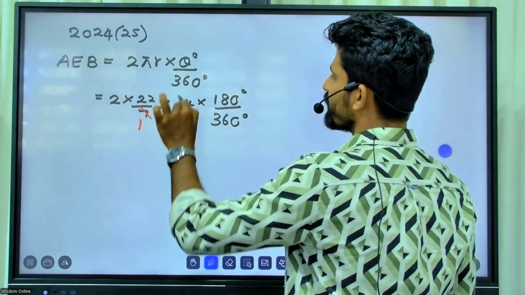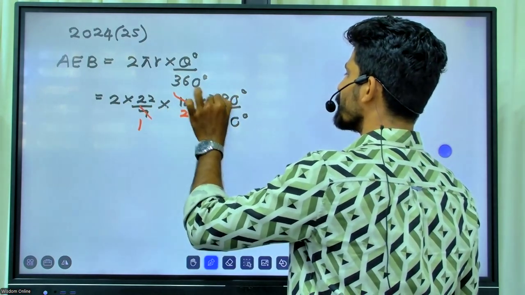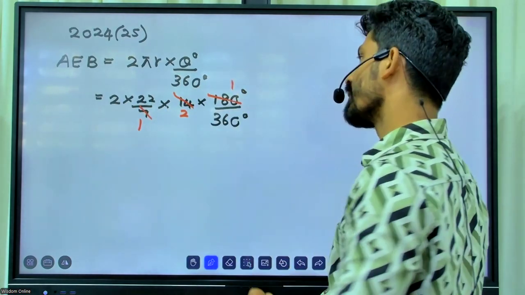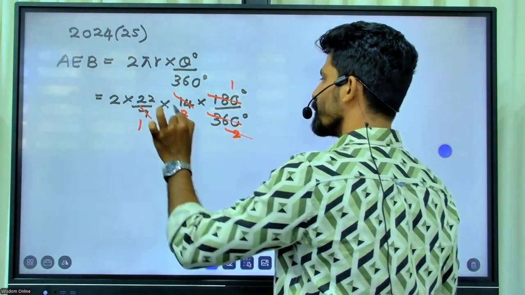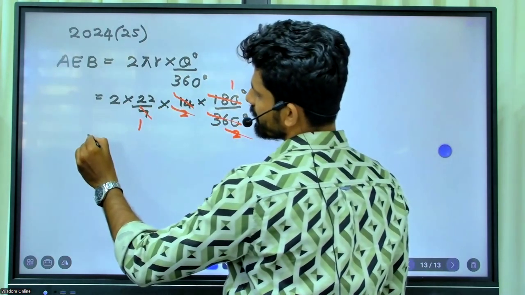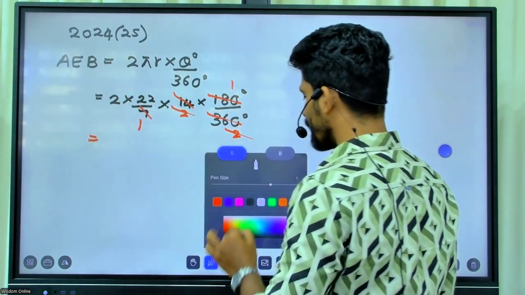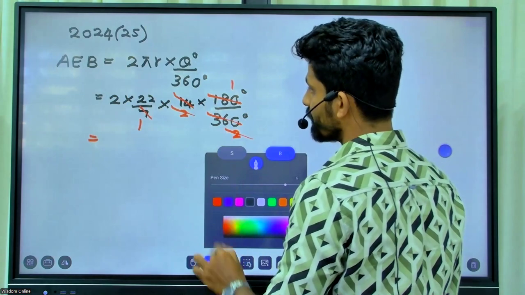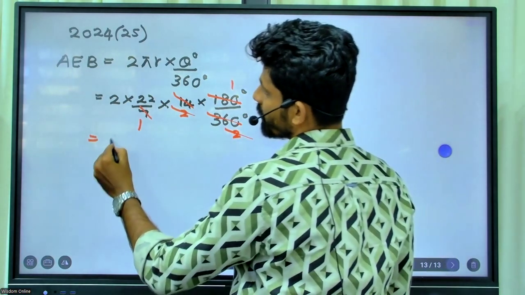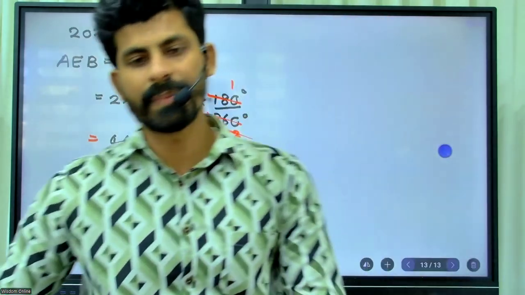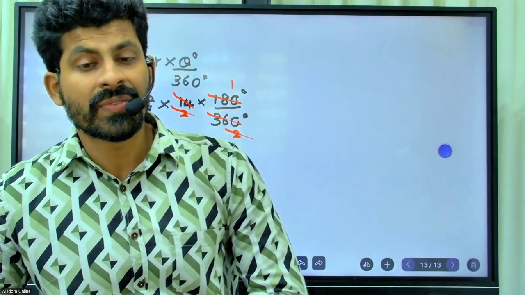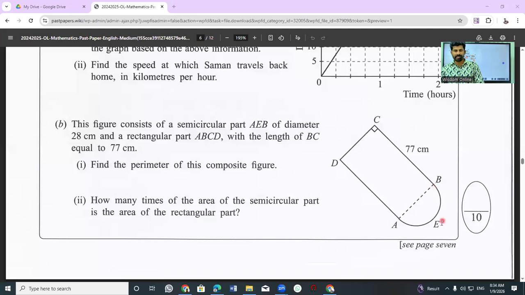7 divided by 7, 1. 14 divided by 7, 2. 180 divided by 180, 1. 360 divided by 180, 2. Then 2 and 2 cancel out. So 2 multiplied by 2, 44. 44 centimeter is the arc length of AEB.